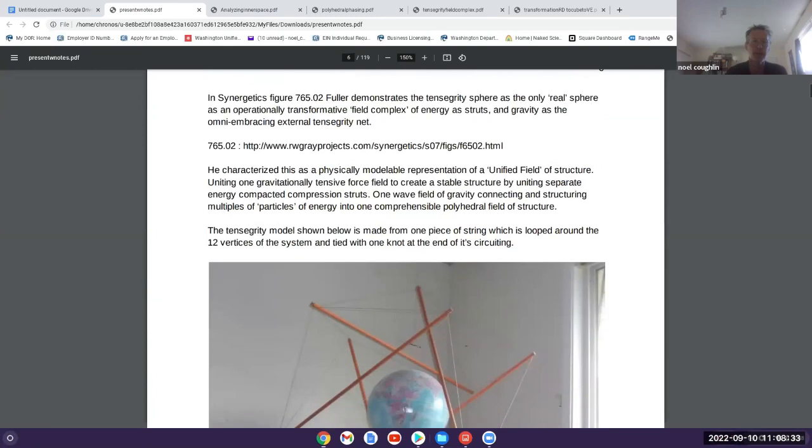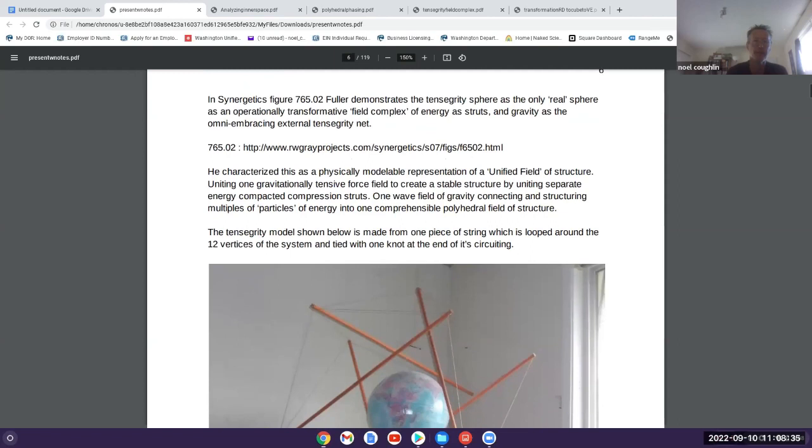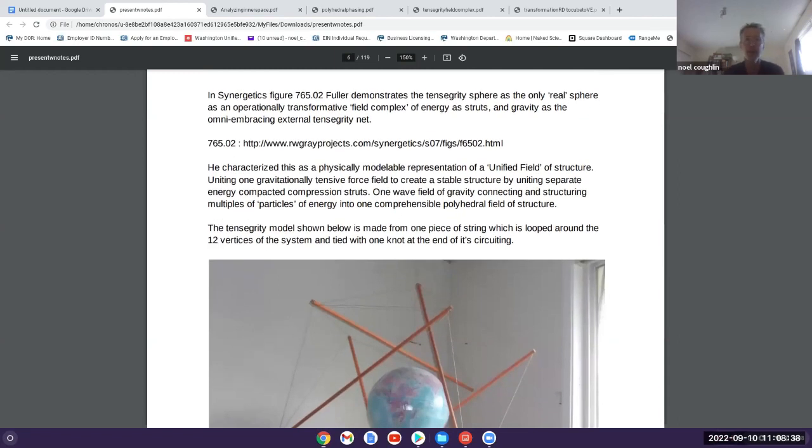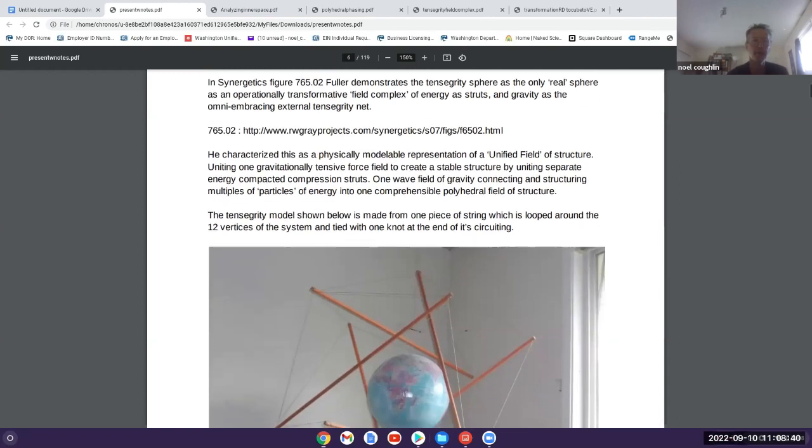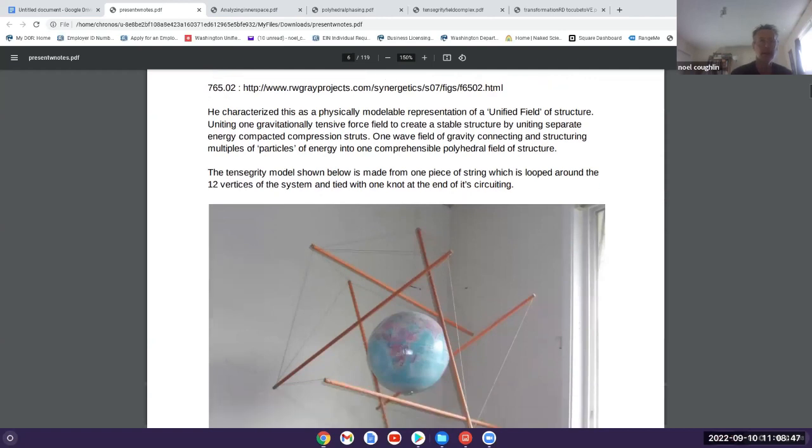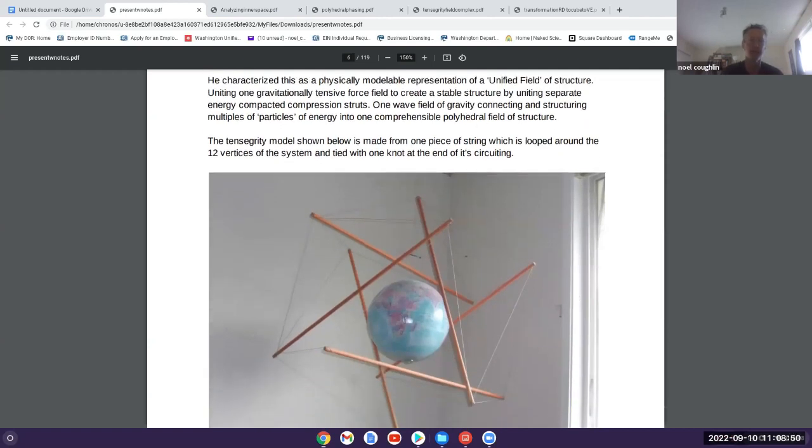In Synergetics, figure 765.02, Fuller demonstrates the Tensegrity sphere as the only real sphere, as an operationally transformative field complex of energy as struts and gravity as the omni-embracing external Tensegrity net. He characterized this as a physically modelable representation of a unified field of structure, uniting one gravitationally tensive force field to create a stable structure by uniting separate energy compacted compression struts, one wave field of gravity connecting and structuring multiples of particles of energy into one comprehensible polyhedral field of structure.